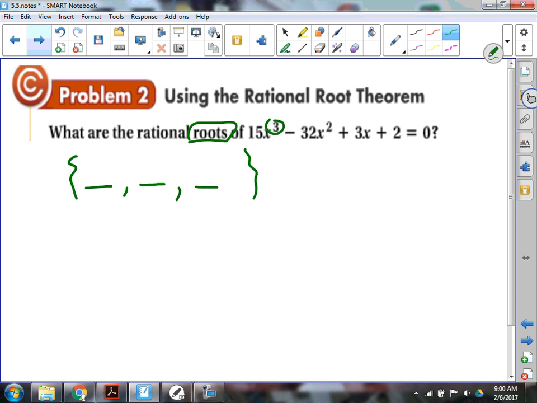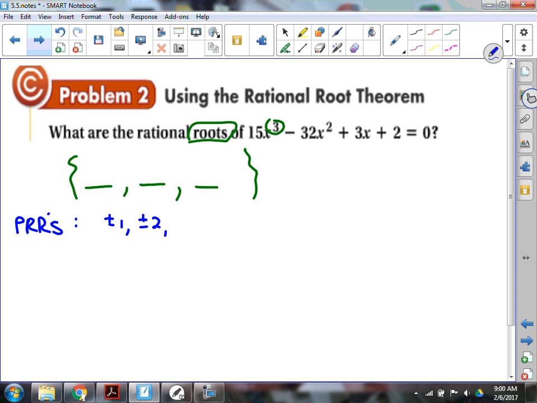Now, last week, they told you what one of the roots was. Well, this time they're not going to. So you have to know, okay, if I have any rational roots, what are they? What are my possible rational roots? Plus or minus what? 1, plus or minus 2.